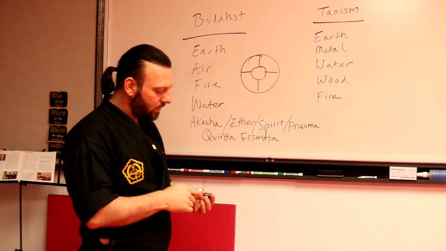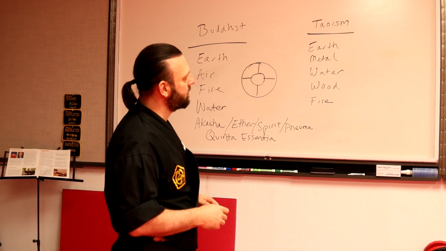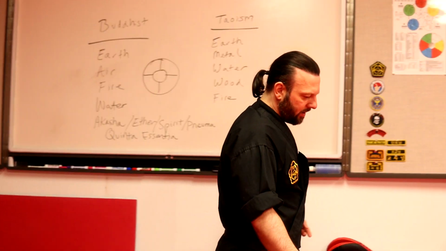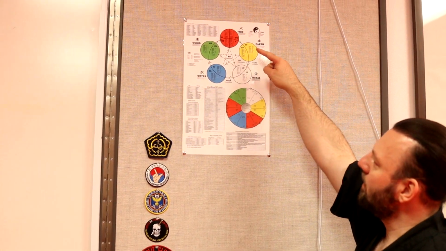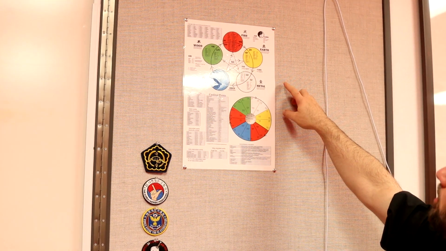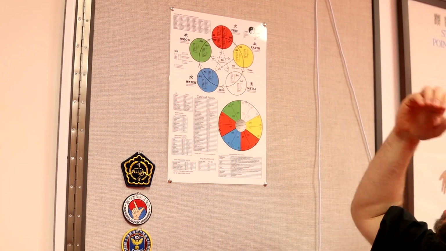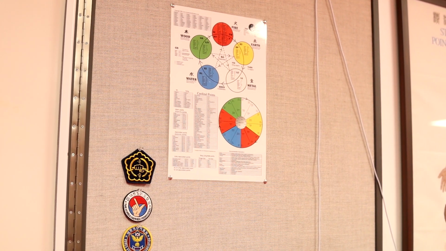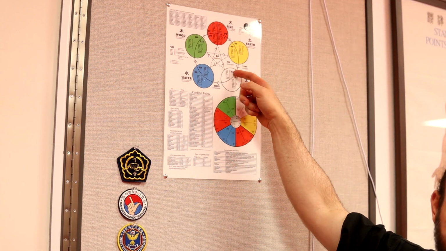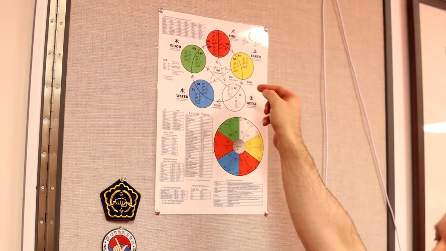Now, the Wuxing, or 5-element system of Taoism, actually I already have it up here, is arrayed just like this. We have earth becoming metal, becoming water, becoming wood, becoming fire, and then becoming earth again. And what I just described they call the creative cycle, because each of these is supposed to generate its successor.